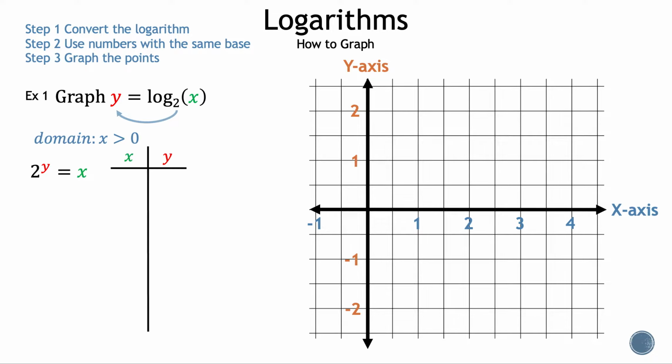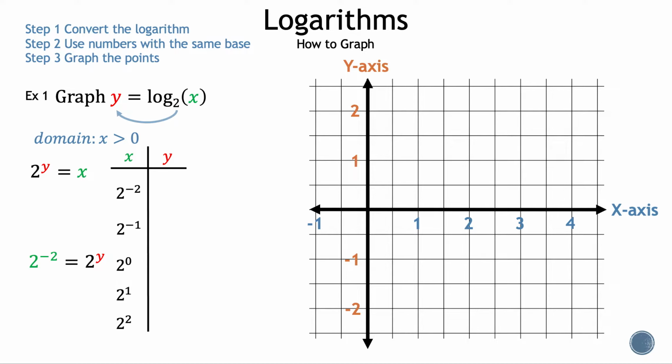Let's set up our table. What numbers are we going to choose? This is where we look at our base 2. In this case, we're going to pick 5 positive numbers, starting with 2 to the negative 2, then 2 to the negative 1, then 2 to the 0, then 2 to the 1, then 2 to the 2. Now, let's find our y value for each one. We need to put each x value in 2 to the y is equal to x.